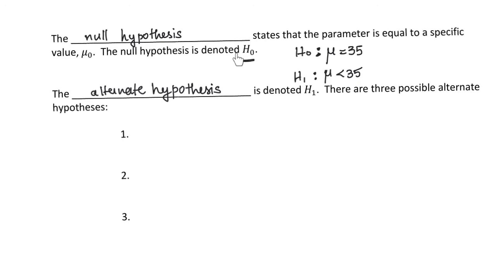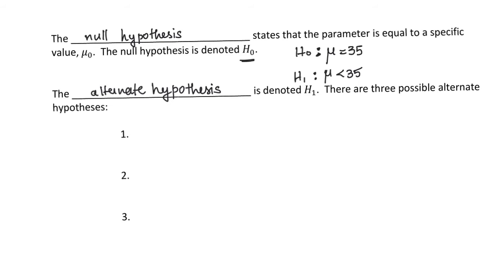The null hypothesis states that the parameter is equal to a specific value. The alternate hypothesis about a parameter states that the value of the parameter differs from the value specified by the null hypothesis. We denote the alternate hypothesis by H1. And there are three types of alternate hypothesis. It can be less than 35, or it can be greater than 35, or it can be not equal to 35. So depending on the situation, we use those notations.